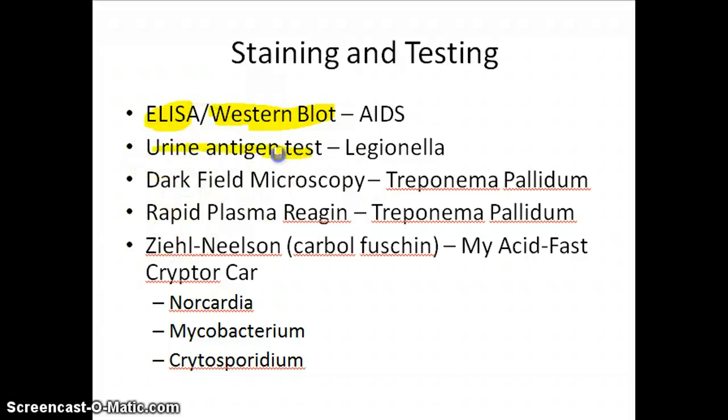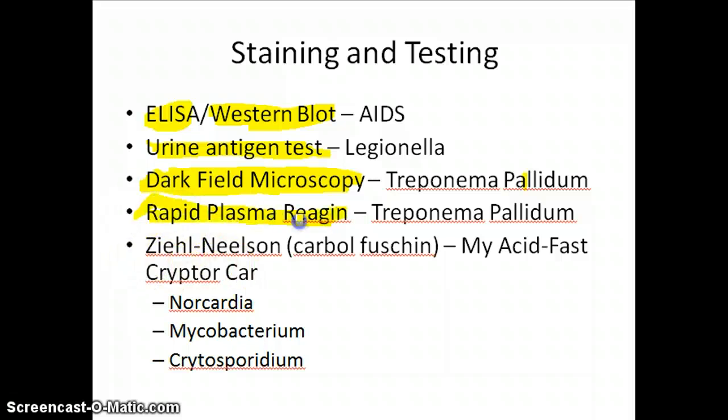You see a urine antigen test, you're probably thinking Legionella. You can test for something else in a urine antigen test, and I'm thinking it's probably CMV with the owl's eyes. You'll see something of that nature, but definitely know Legionella for the urine antigen test, okay? Dark field microscopy, when you see that, you can test for like Leptospira, but definitely know Treponema pallidum. That's what you're going to see probably on your test.